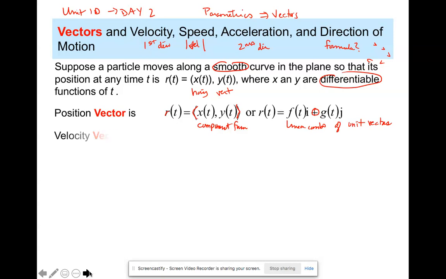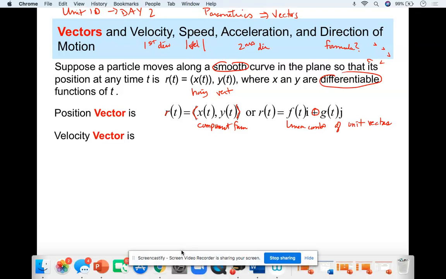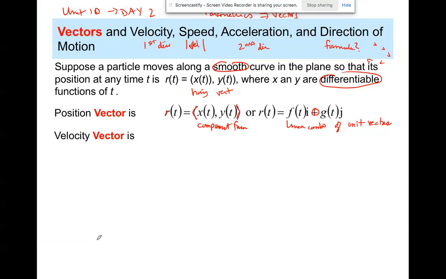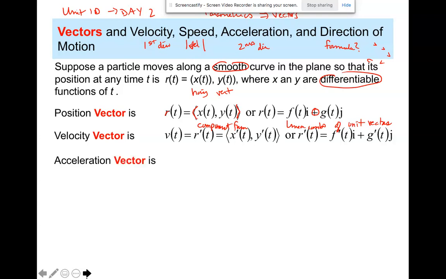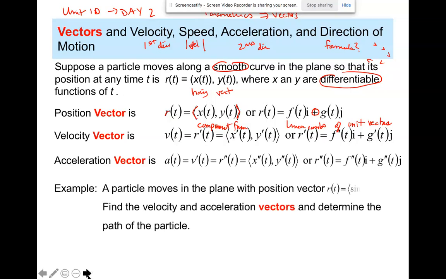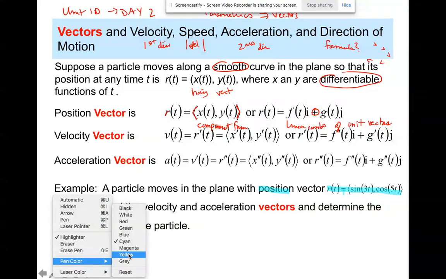Again, don't care. You don't have to know what it's called. You just have to recognize the notation. Velocity vector, first derivative. So it's just taking derivatives piece by piece. The acceleration vector is taking the second derivative piece by piece. So for example, a particle moves in the plane with this position vector, so you might want to highlight what you are given and highlight what you are asked for.